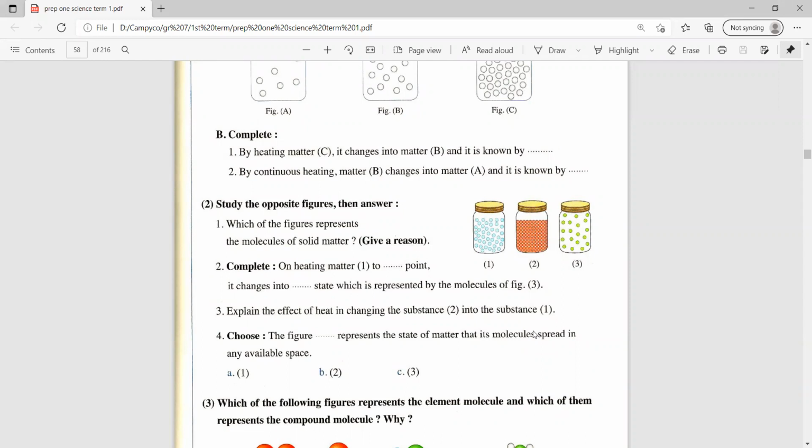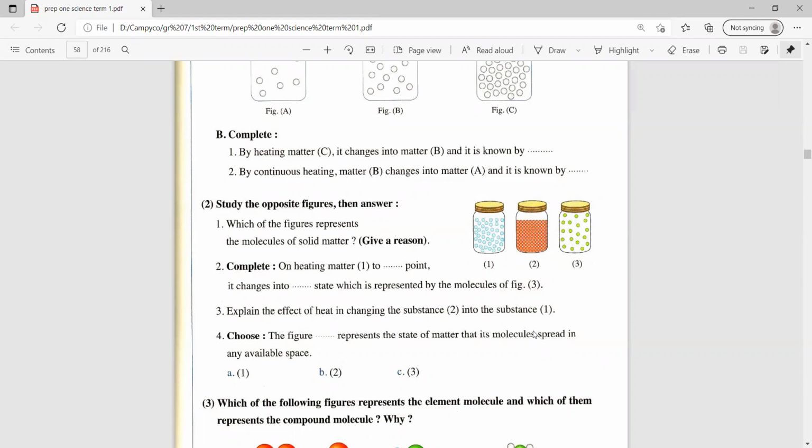Study the opposite figure, then answer: which of the figures represents the molecules of solid matter and why? Matter 2. Why? Because the intermolecular spaces are narrow. Very good. When heating matter 2, what does it change into? It is represented by the molecules of figure 3.